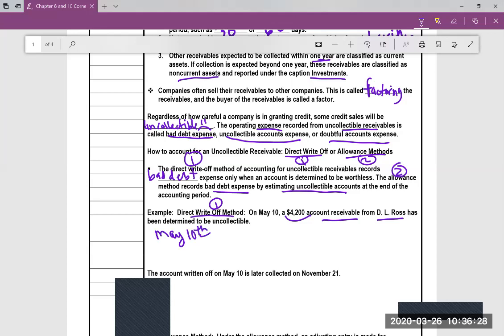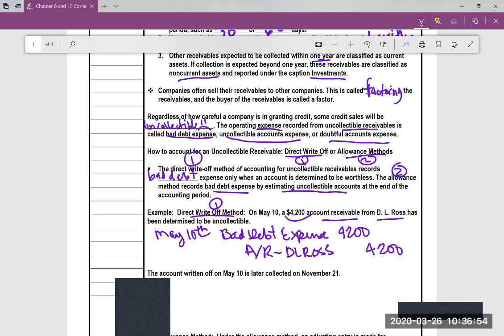May 10th, you're going to debit bad debt expense for the full $4,200, and you're going to credit their AR balance, AR D.L. Ross, for $4,200. It's like they never owed it to you, if you will, because you're hitting bad debt expense and you're writing off their accounts receivable.